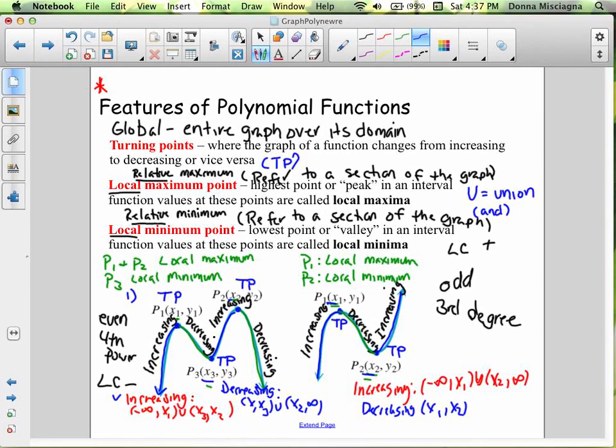I will tell you how I know it's fourth power in a moment. The leading coefficient is negative, and we know because it's concave, well, I can't say concave down. We know because the ends are pointing down, right? They're going to negative infinity.